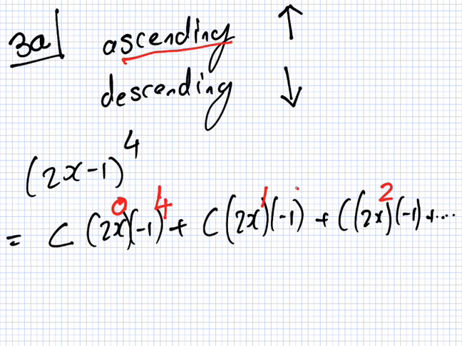And so what is this? 4, 3, 2. Why? Because of this word, ascending. They want the x's to get bigger. So you can start at 0 or you can start at 4. I start at 0. It's your choice. Here is 4C0, 4C1, 4C2.